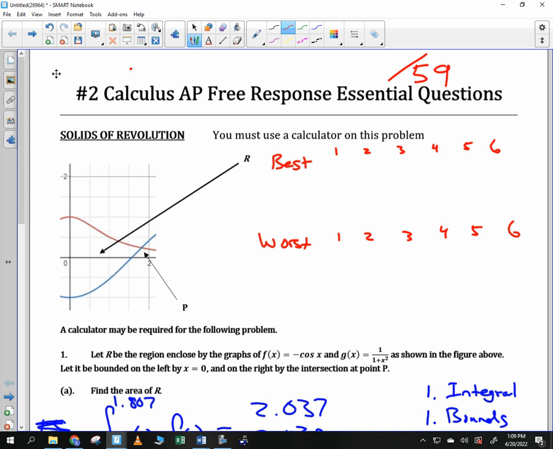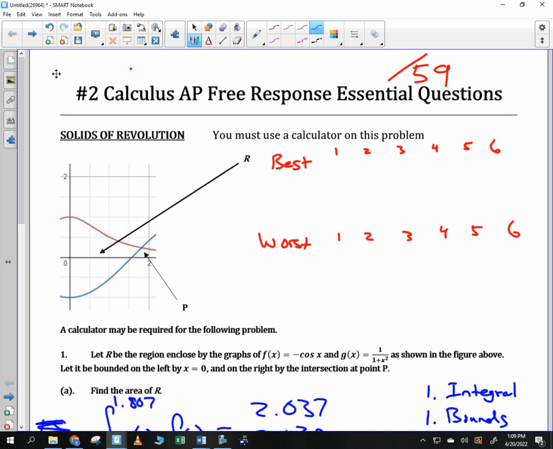We had 6 sections. You have to choose 2. We'll start with the best, then we'll go to the worst. Stop. Okay. The first section was area and volume, right?